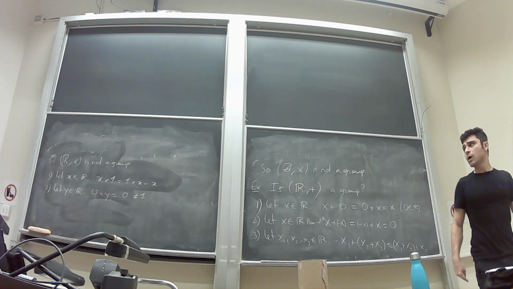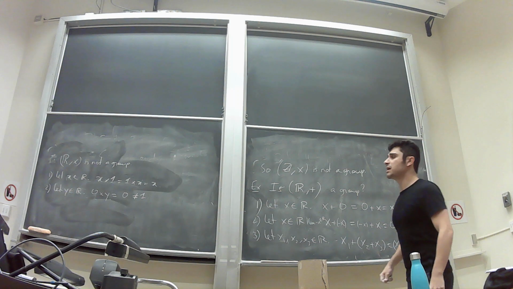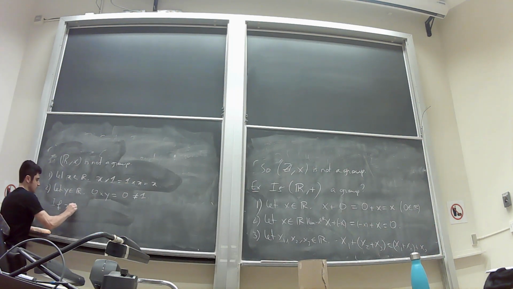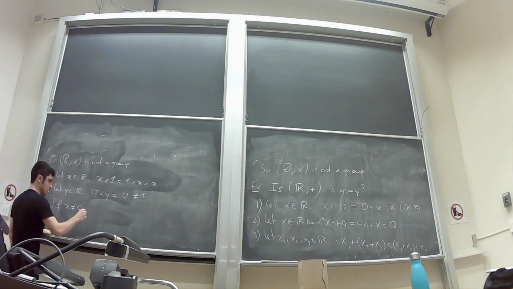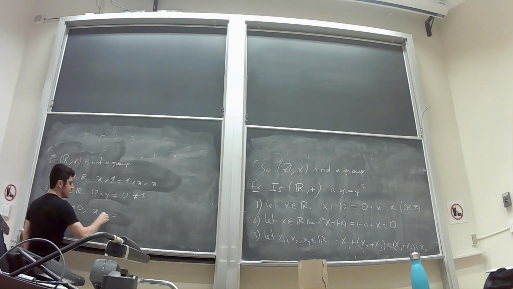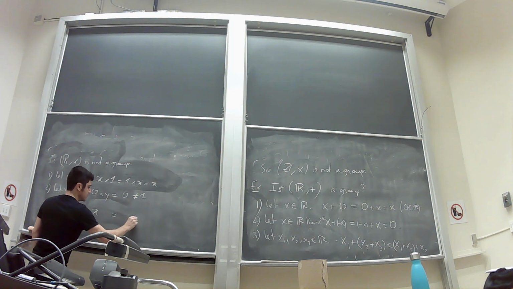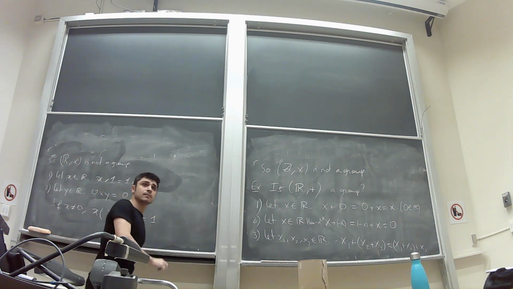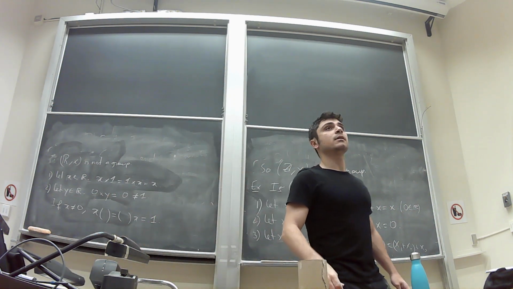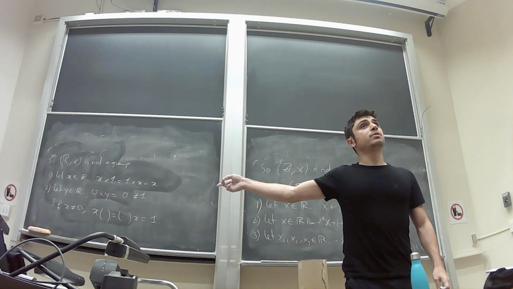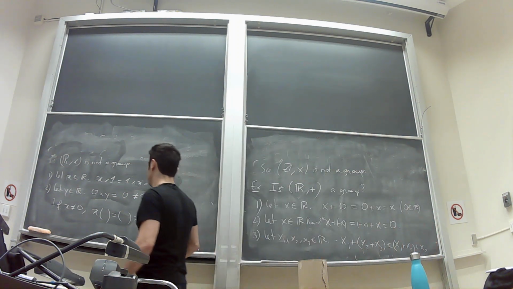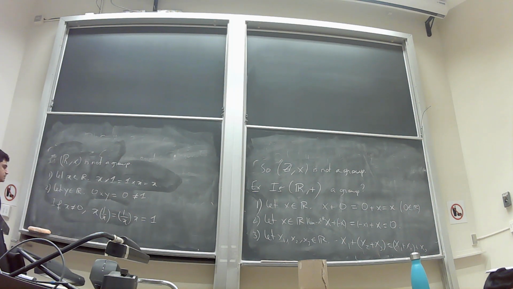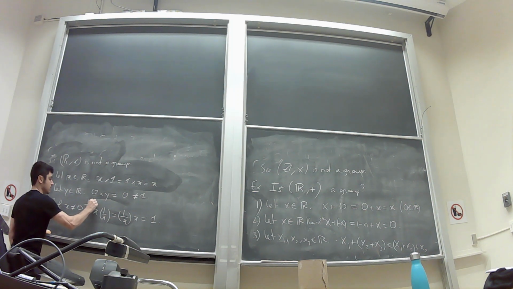Now, if you pick any element x different than 0, can you find an element y such that x times this element is equal to this element times x is equal to 1? Yes. What do you pick here? 1 over x. Very good. If x is different than 0, then 1 over x is in R.